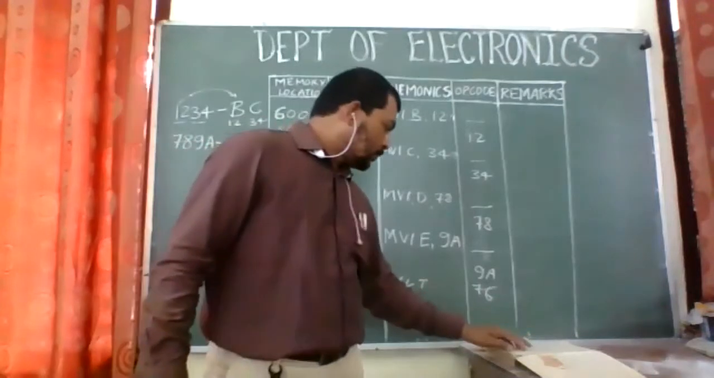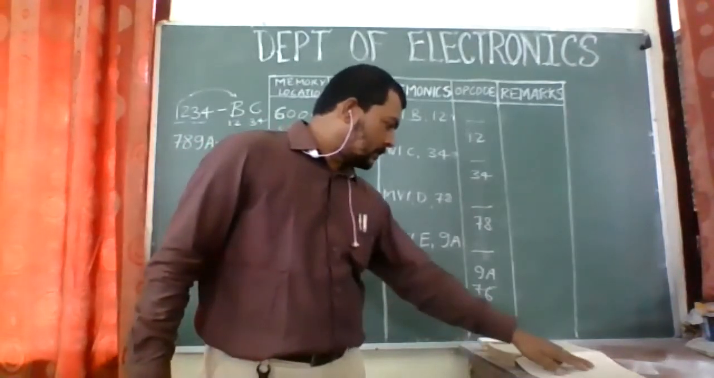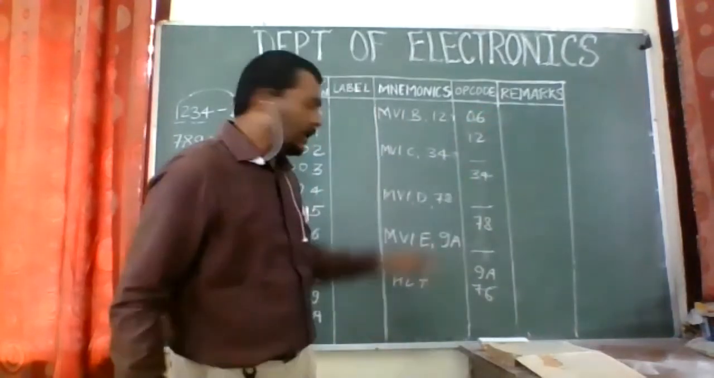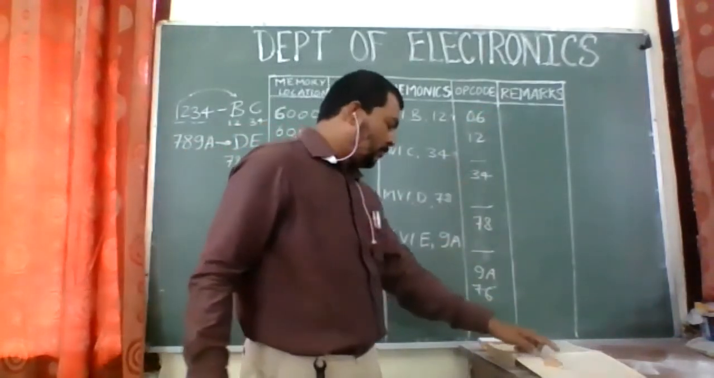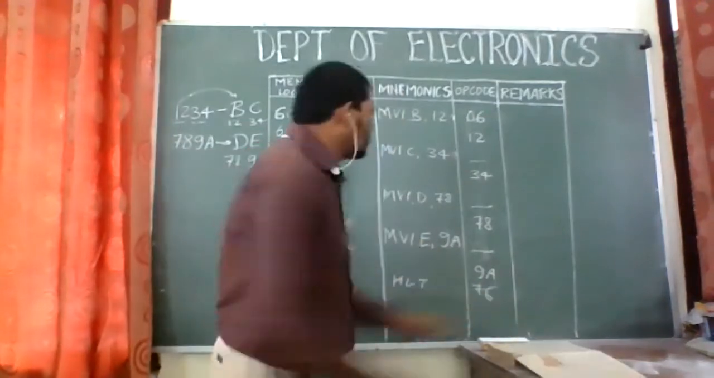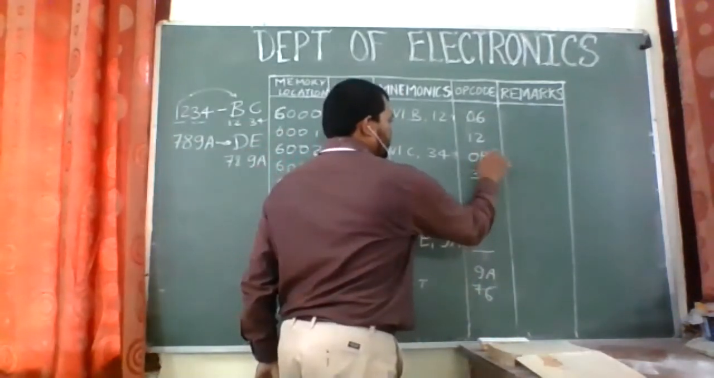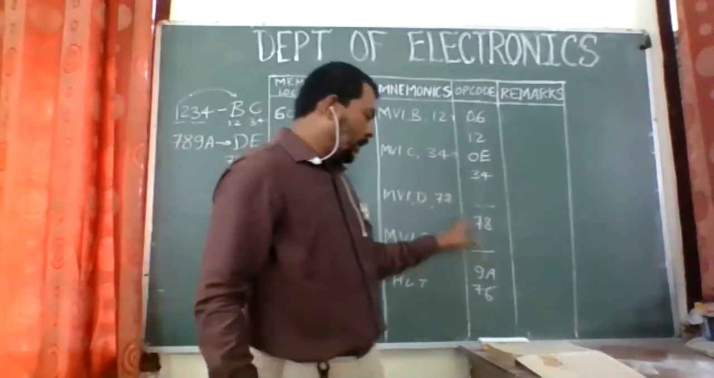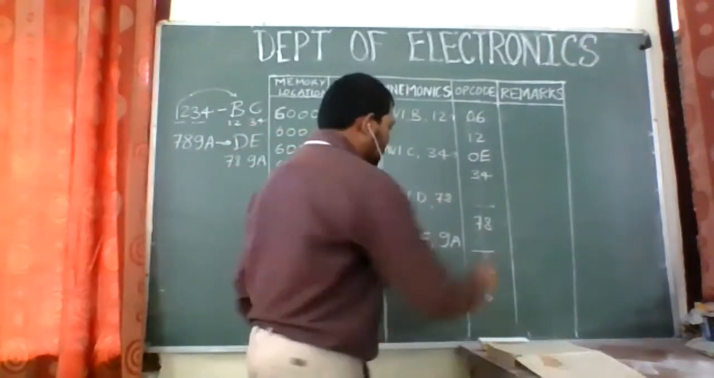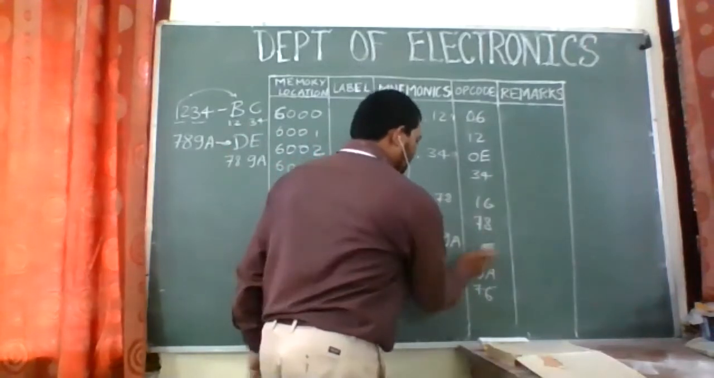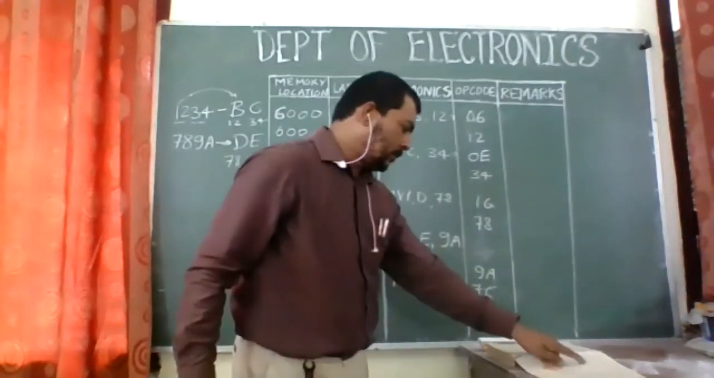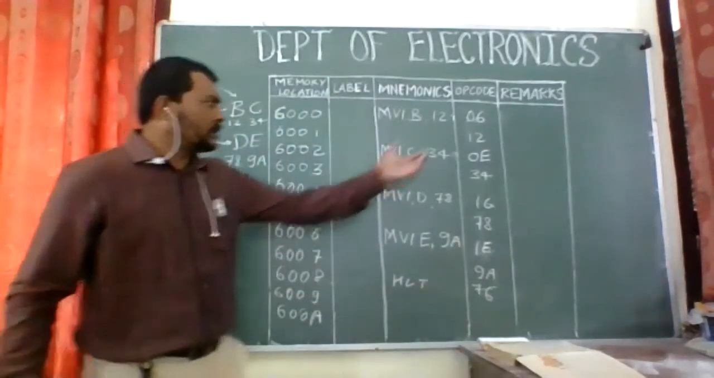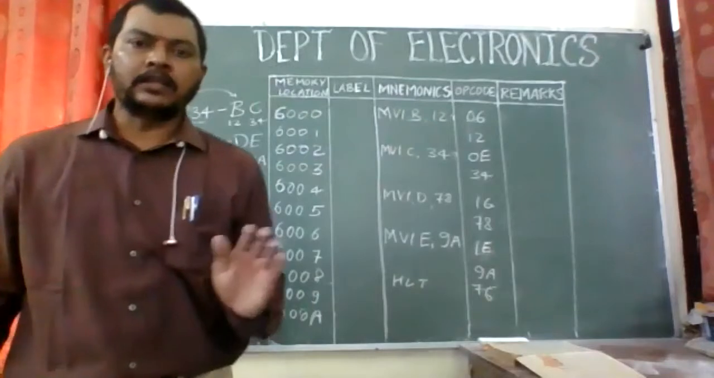So MVI-B, the first one is MVI, yes, MVI-B is having the opcode as 06. Then the next one is MVI-C, right? So MVI-C is having 0E. This is the opcode that we are supposed to write. Then MVI-D. MVI-D is having the opcode 16. And MVI-E is having the opcode 1E, right? 1E, yes.